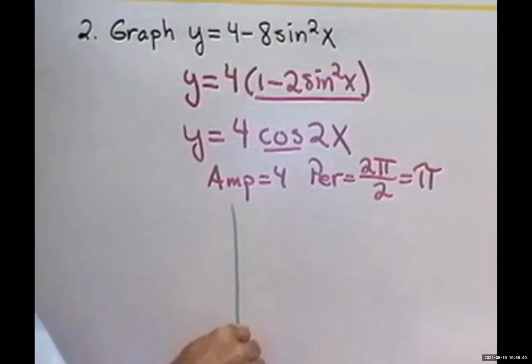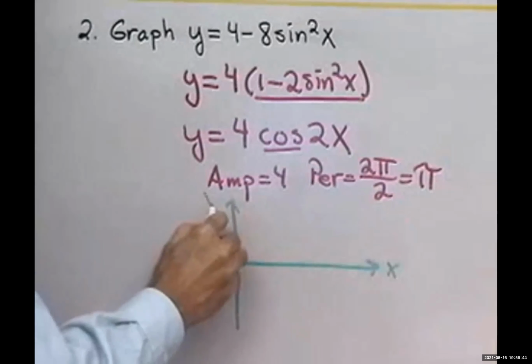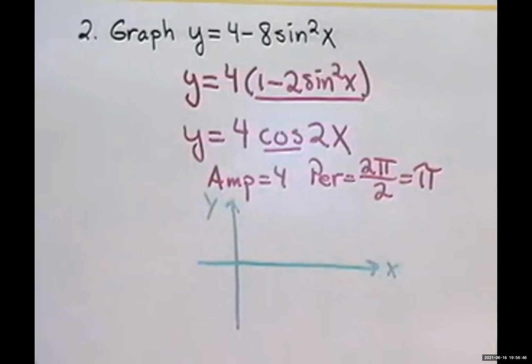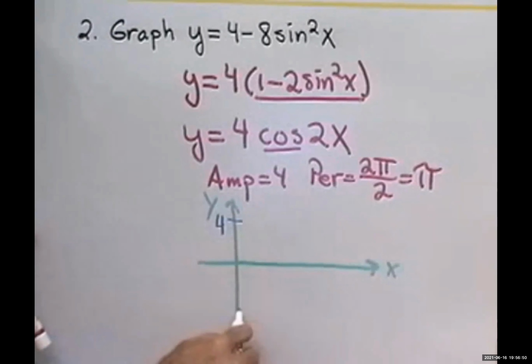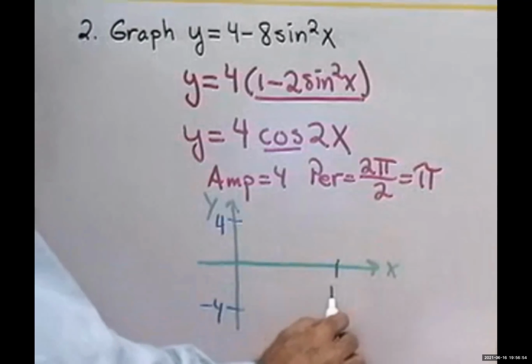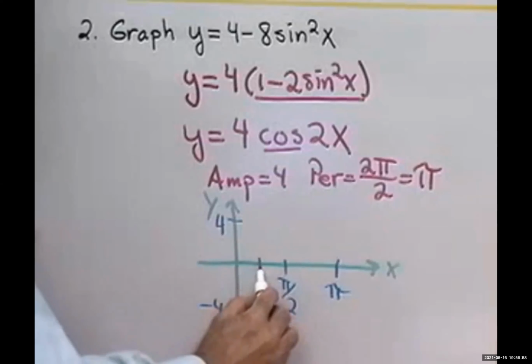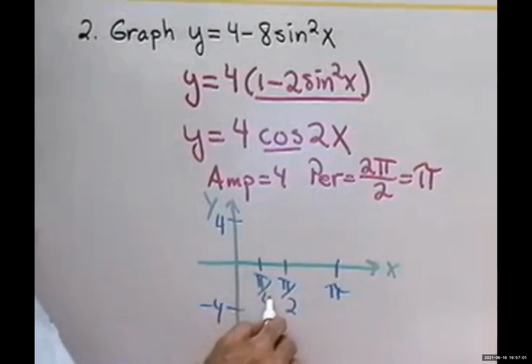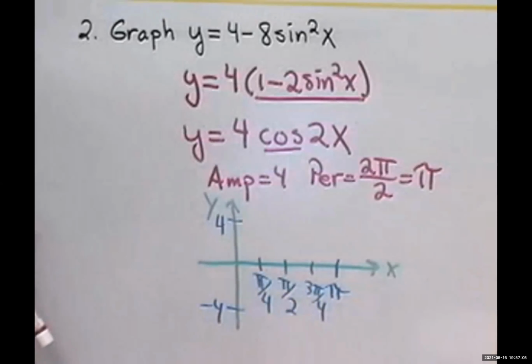So I just draw a little coordinate system here. Here's x, here's y. I want to have an amplitude of 4, so I'll simply label this as 4 on the y-axis and this as negative 4. I want a period of pi, so let's just go out to pi. Halfway will be pi over 2. Halfway there will be pi over 4, so this must be 3 pi over 4.